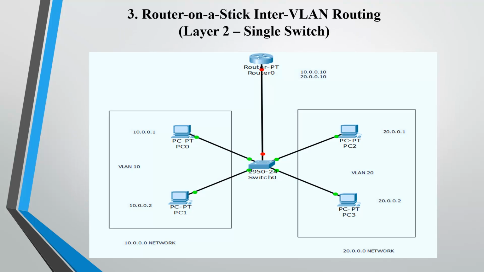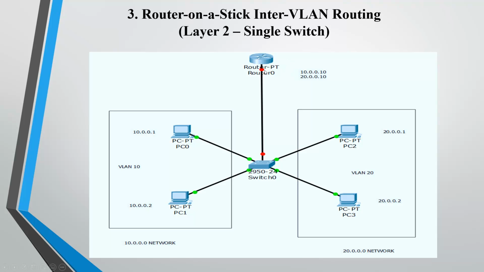Now you can see an example of layer 2 Inter-VLAN routing, that means router on a stick, and I am going to use only a single switch here. This is VLAN 10: PC 0 and PC 1 are going to be in VLAN 10, and PC 2 and PC 3 are in VLAN 20. So this is the 10 network and this is the 20 network, two different networks, and then I am going to have a router here.